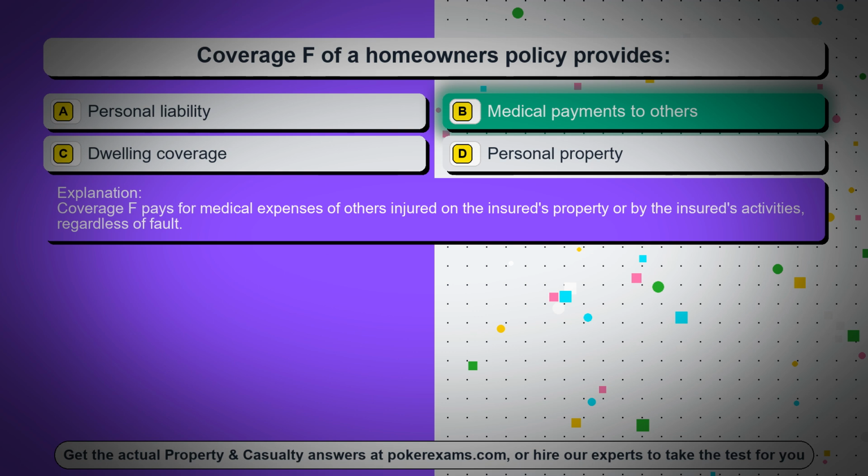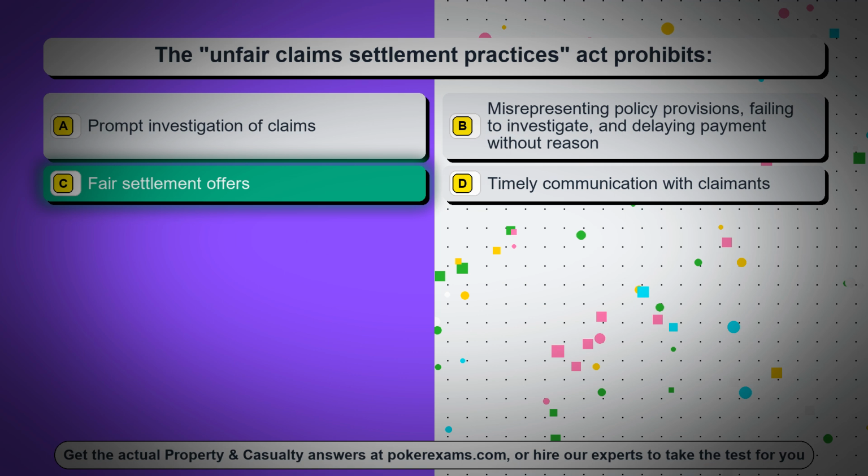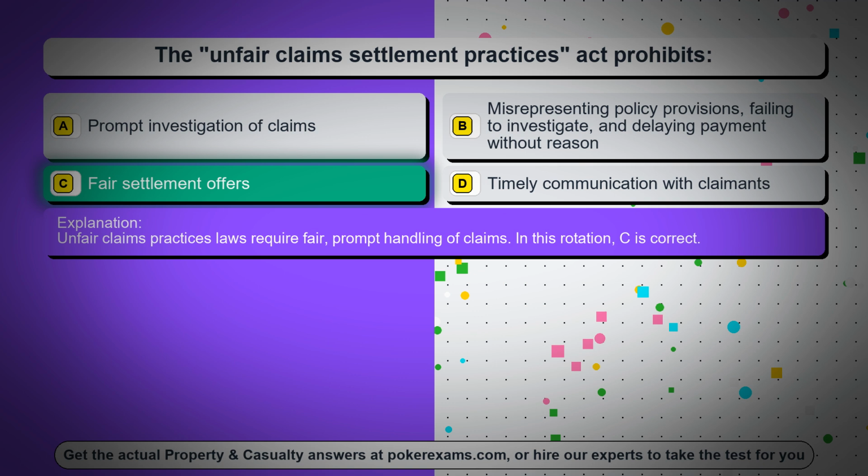Question 6. The Unfair Claims Settlement Practices Act prohibits: Option A, prompt investigation of claims; Option B, misrepresenting policy provisions, failing to investigate, and delaying payment without reason; Option C, fair settlement offers; Option D, timely communication with claimants. The correct answer is Option C, fair settlement offers. Unfair claims practices laws require fair, prompt handling of claims. In this rotation, C is correct.